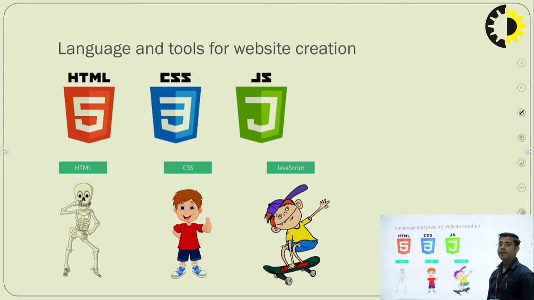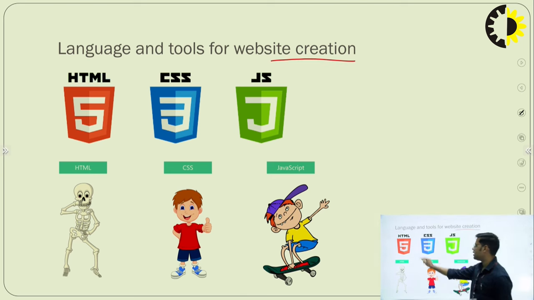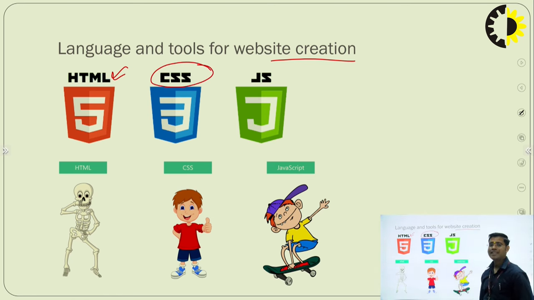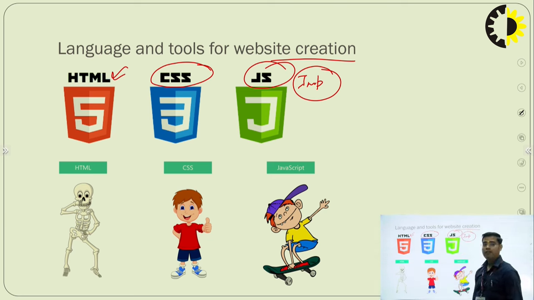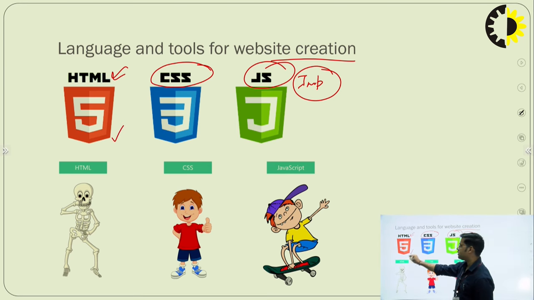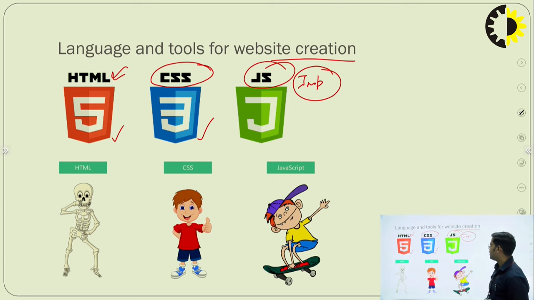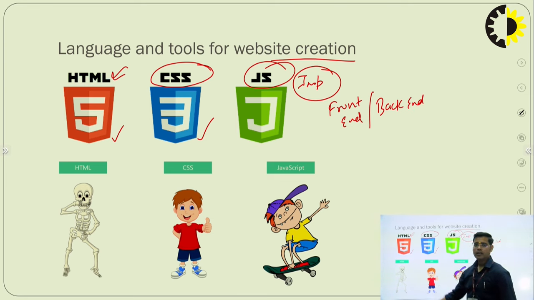Now, for developing a good website, we have to use different types of languages and tools for website creation. The first one is HTML. HTML stands for Hypertext Markup Language. Then CSS stands for Cascading Style Sheets. And the last one is JS, an important tool for developing the website. HTML5 is the latest version 5, CSS is the latest version 3, and JS is also a tool for developing a website. JS works on both ends, the front end as well as the back end.